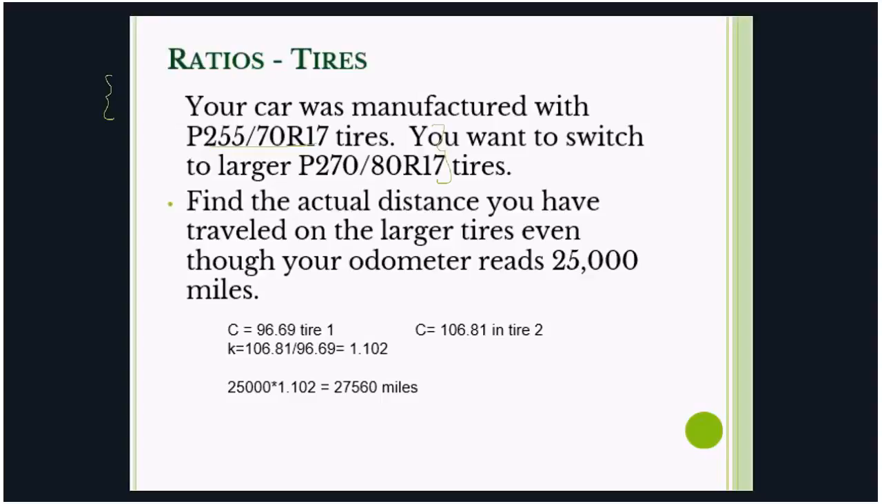106.81, and I want to go ahead and divide that by the circumference of the smaller tire, which is 96. This gives me a K value, a constant value of 1.102. I multiply that by the number of miles that my odometer reads, and that tells me what my actual miles are.